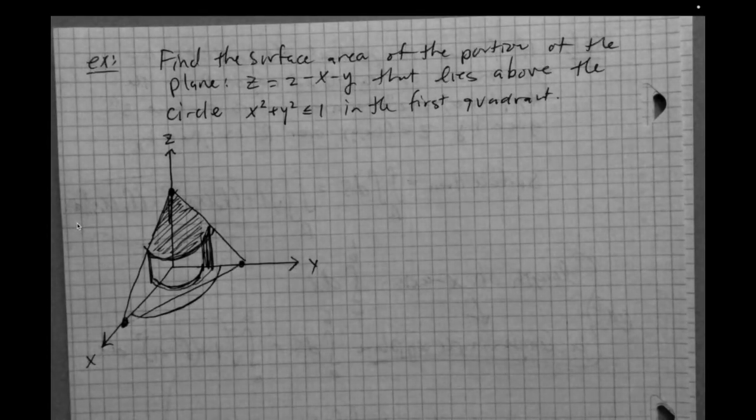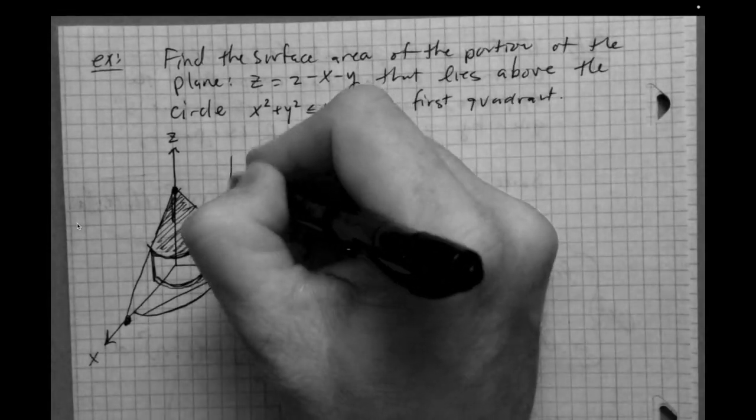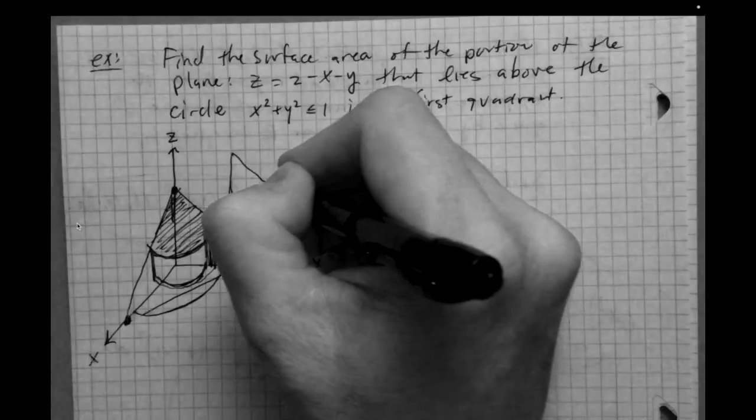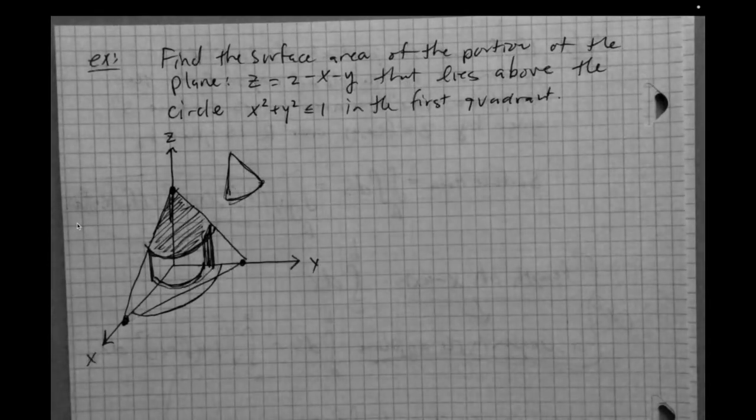It looks a bit like this. It's kind of like a pizza slice, maybe. Okay, so that's the piece we're interested in. Terrible drawing, apologies. But this is the part that we want to know the surface area of.